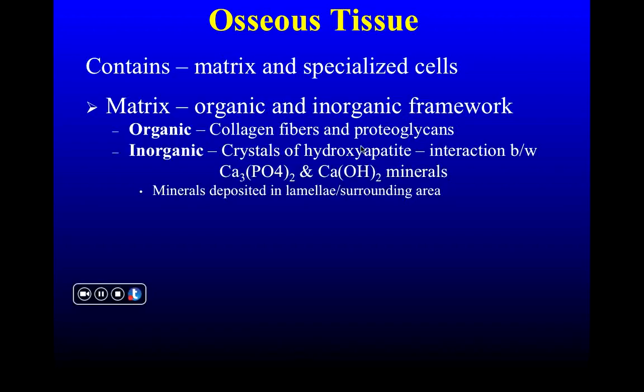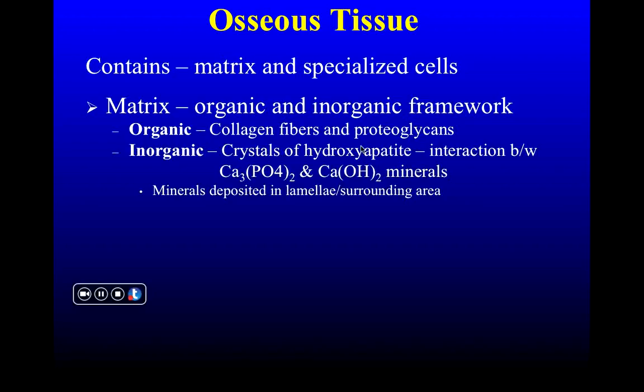Recall back to Unit 2 when we talked about the different types of connective tissue, and one of them was supporting connective tissue, and specifically bone. So we can say that because bone is a connective tissue, it has both a matrix and specialized cells. Now you remember a matrix is made up of organic and inorganic compounds. In this case, the inorganic components of bone are what makes it hard, solid.